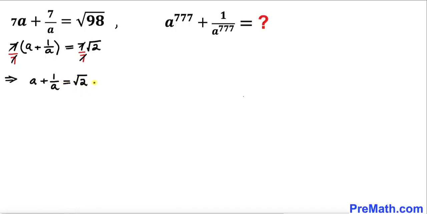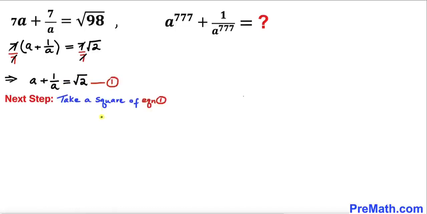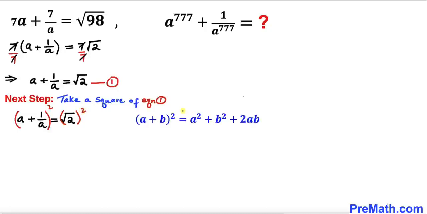Let me call this our equation number 1. Here's our next step. Let's take the square of equation 1. Here's our equation 1. Let's take a square on both sides, on this side and on this side as well. Now let's recall the famous identity, a plus b whole square. We're going to apply it on the left hand side.